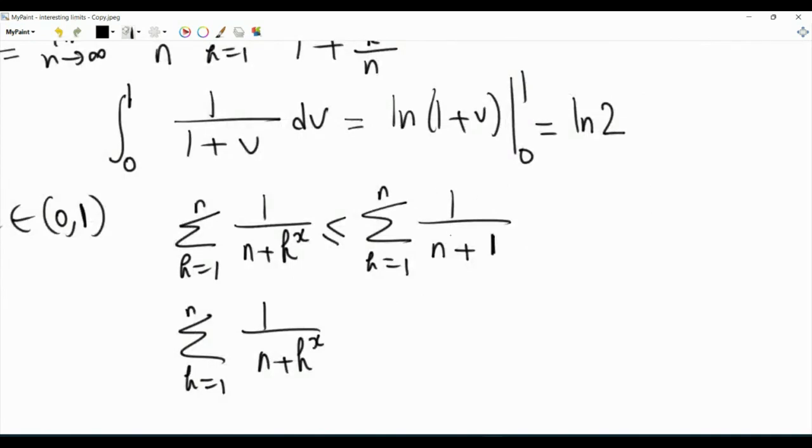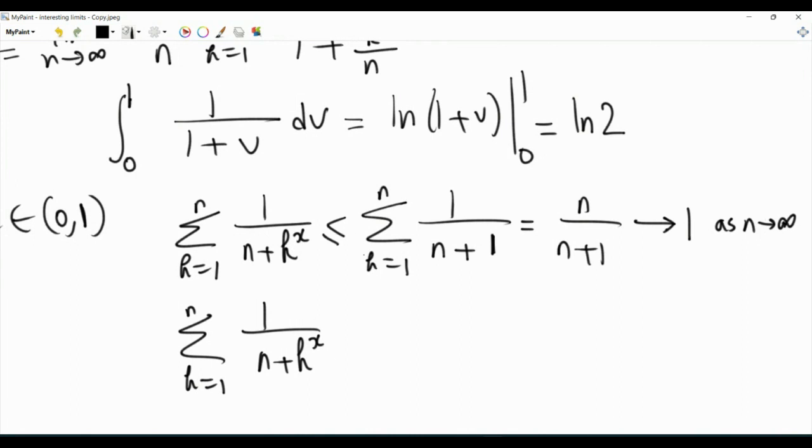Note that the summand now becomes independent of k. We basically have a constant, and we are summing this constant n times. So this is equal to this constant 1 over n plus 1 times n. And this goes to 1 as n tends to infinity. Let's try to lower bound.